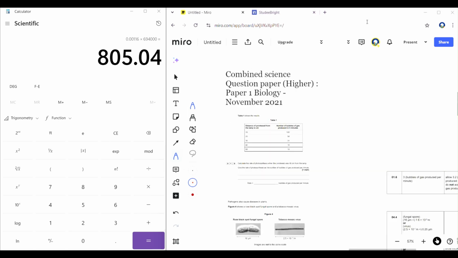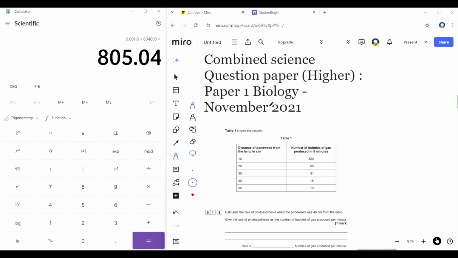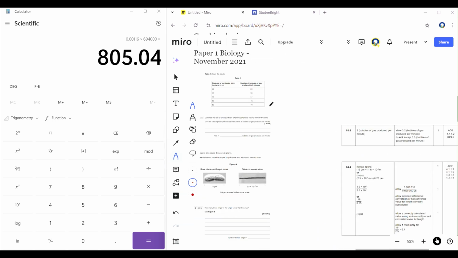Right, so next question, we've got a Biology November 2021 paper, and this is combined science as well. And that is the last thing we have for today.